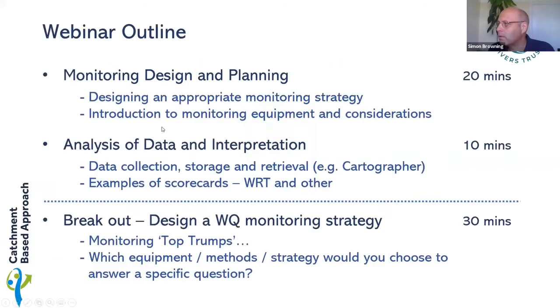So yeah, this is the outline of what I'm going to be talking about. A lot around monitoring, planning and design, because you have to consider the data before you start monitoring. Then we'll go into a bit of how we might look at analysing and interpreting that. Then there'll be a bit of a break. Pete will talk to us as well about some of the ins and outs of spot sampling, and then we'll have a little breakout session where we'll get involved in doing our own monitoring strategy.